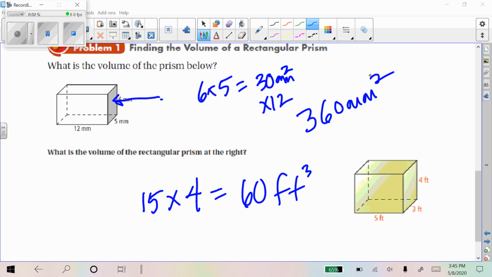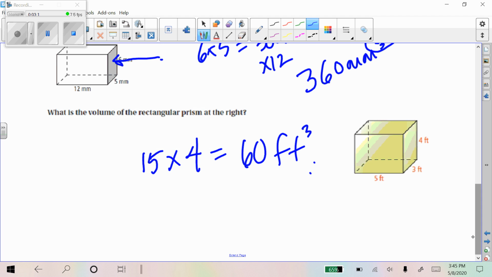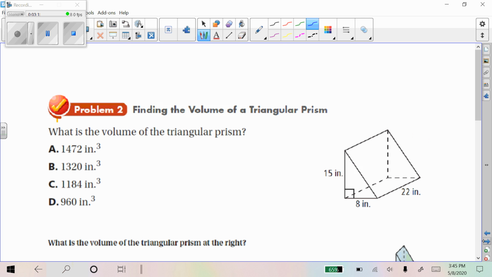You guys probably caught that Mr. Hermanson mistake there, that this should be a 3 because we're adding up how many cubes are in each object. So let's move on to the next page.